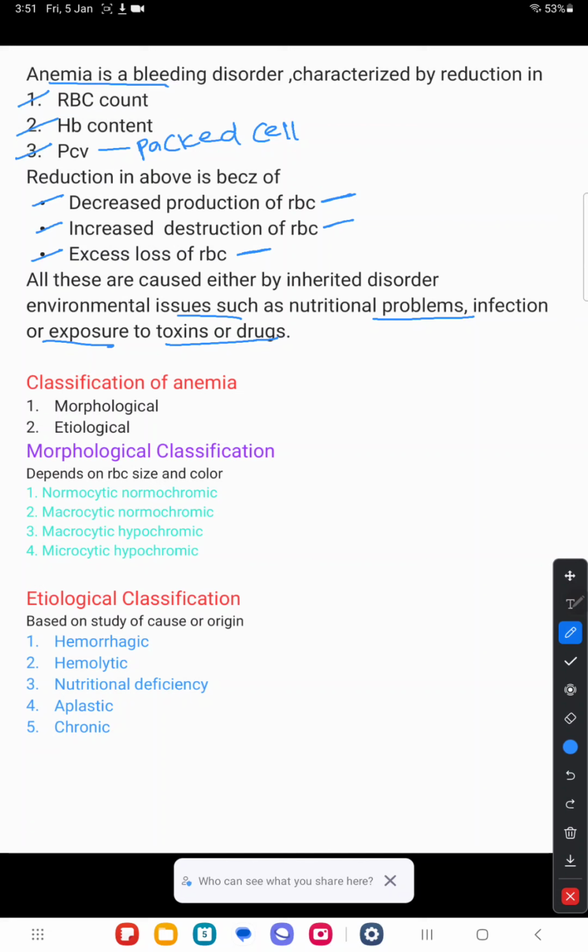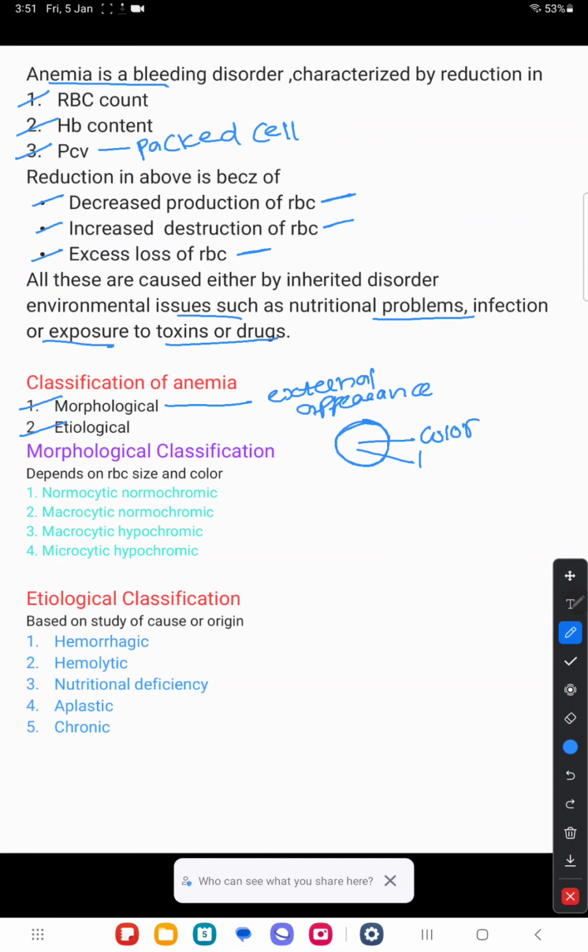Now, let us discuss the classification of anemia. Anemia is classified based on two classifications: morphological classification and etiological classification. Morphology means what? External appearance, right? In external appearance, we can observe the RBC's size externally, and the color also we can observe externally.